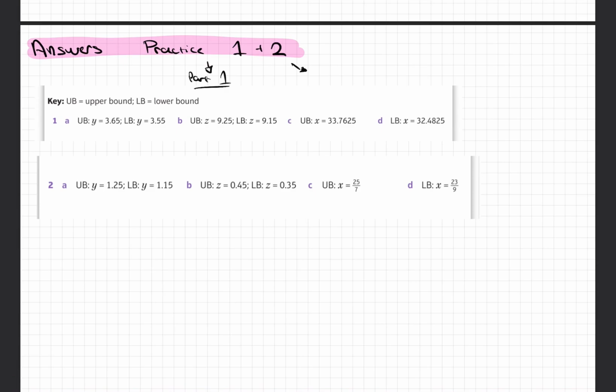And this is here, answers are here. So question 1 and question 2. Okay, have a go at that.